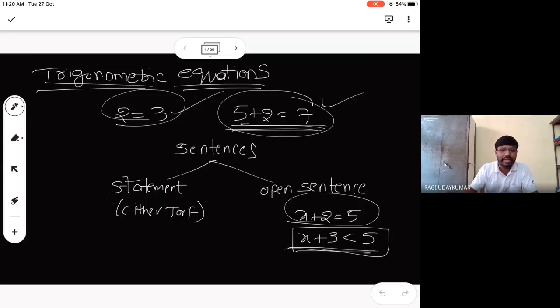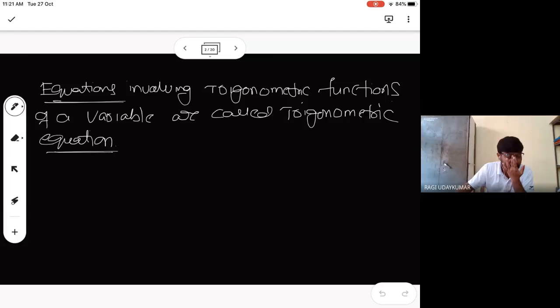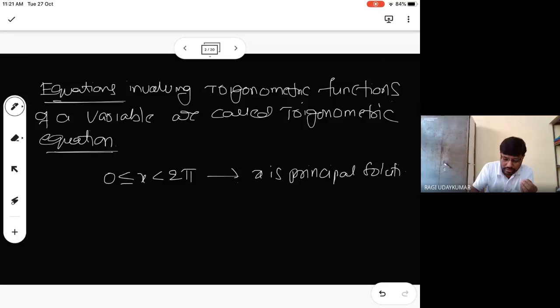What do we call a solution? In the case of a trigonometric equation, if you are considering any trigonometric equation with a variable x, say sin x, cos x, and the value of the variable lies between 0 and 2 pi, including 0 but not including 2 pi, then that x is called a principal solution. Okay, did you get my point?